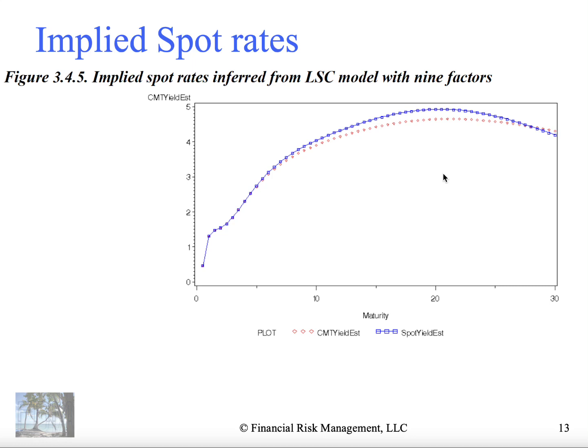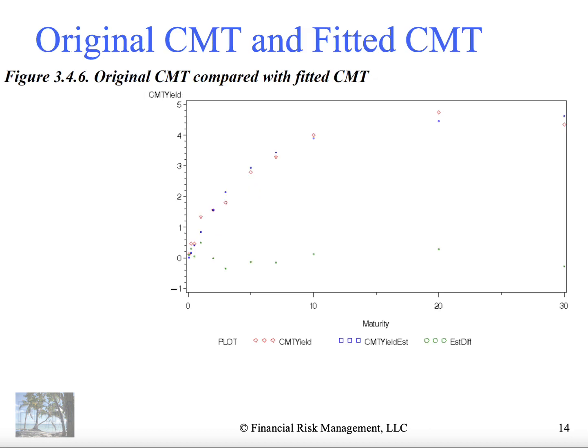In this video, we'll complete our tour of the LSC model. As you recall in the previous video, we fitted the CMT curve with a 9-factor LSC model, and we derived this spot rate curve, which we can then use for valuing all sorts of different instruments, as will be illustrated in several different contexts throughout the remainder of this book. The key at this point is that there is a fitted error.